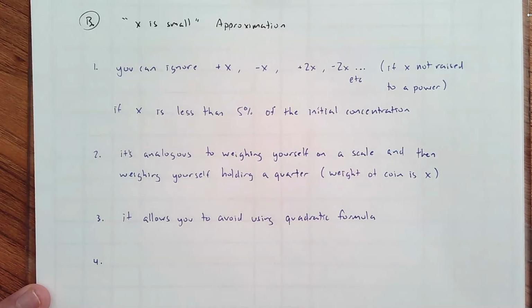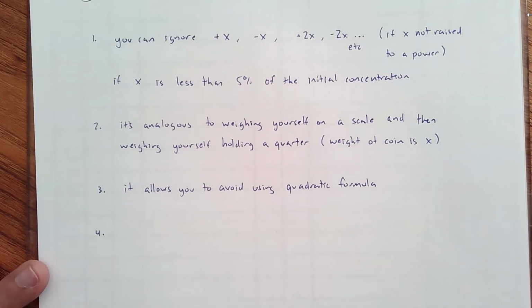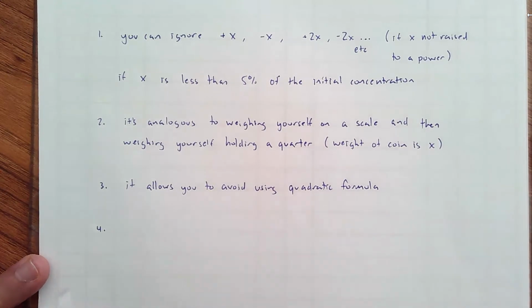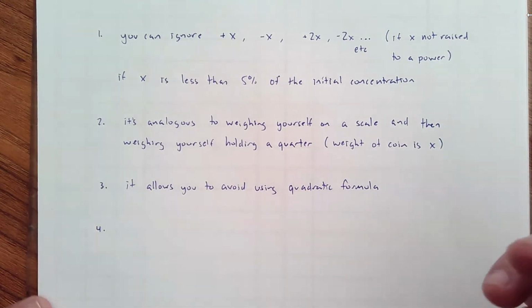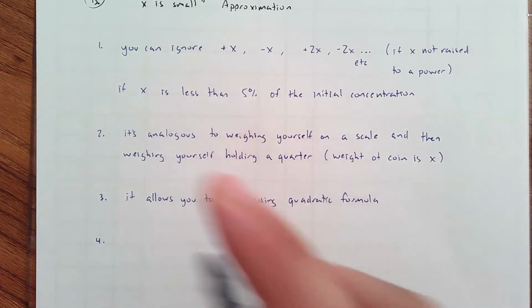Number 4. What is number 4? Oh, after you find x in the equation, you have to double check whether that x is less than 5% of the initial concentration. You have to do the check.